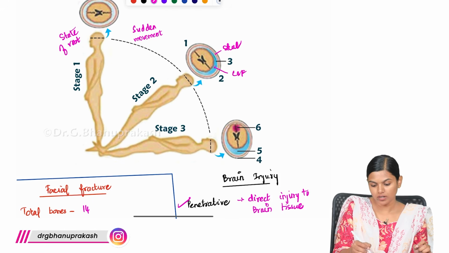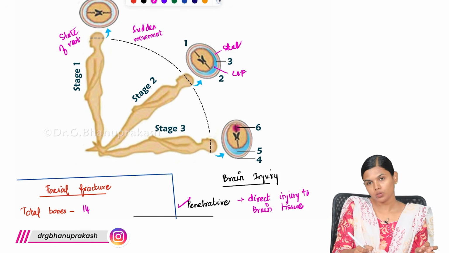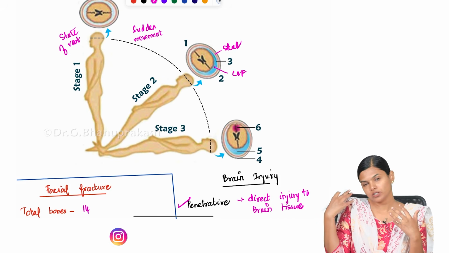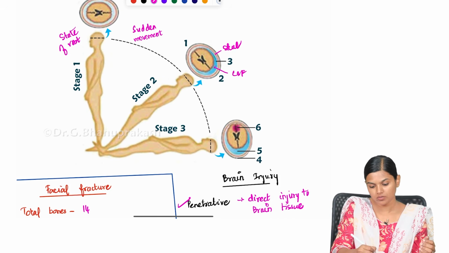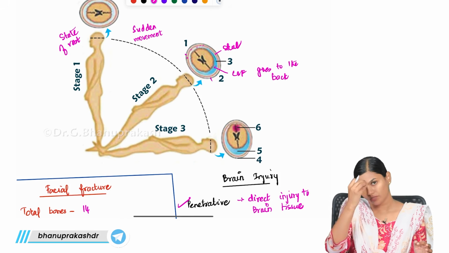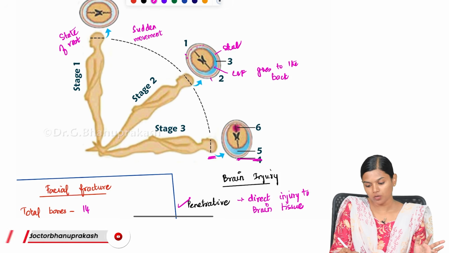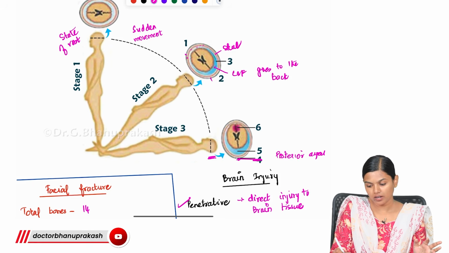Because of the sudden movement, since fluid is more prone to gravity, it will go towards the gravity. The CSF will go towards the posterior aspect. So all the CSF from the front goes to the back. Since they are falling towards the gravity, all the CSF goes to the back. And when they hit the ground, the skull fracture or the impact will be over here. You have the posterior aspect getting hit. This is the point of impact.